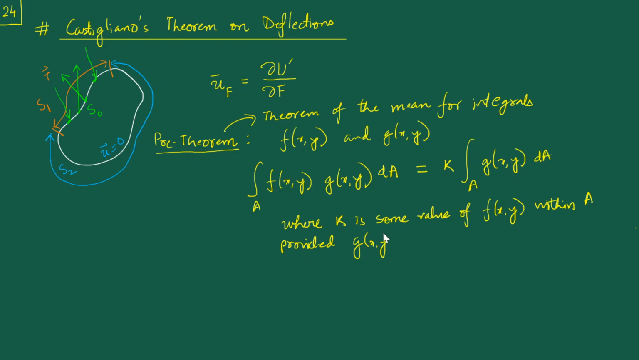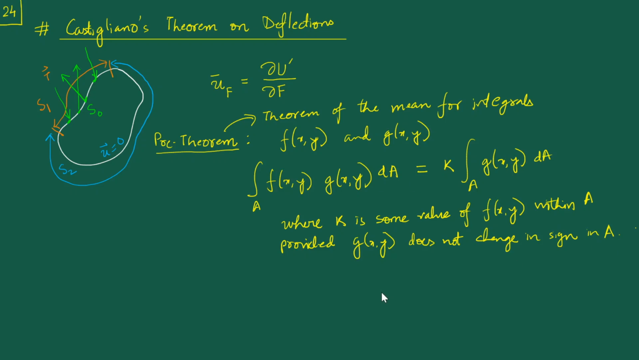g of xy, and this is the crucial thing to note, that g of xy does not change sign in A. So always you will not be able, just because you have two functions over an area, it does not mean that you will be able to write it like this. Of course not. So provided g of xy does not change sign within A. It cannot be that at some places within A g of xy is positive and in other places within A g of xy is negative. No, if it is positive somewhere, it should be positive everywhere within A. If it is negative somewhere, it should be negative all throughout A. Only then this theorem will hold.